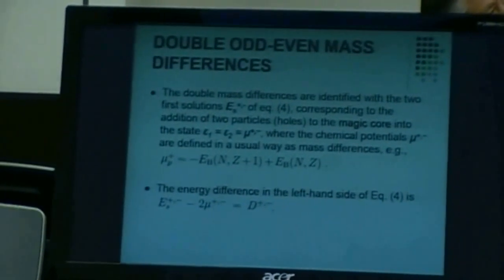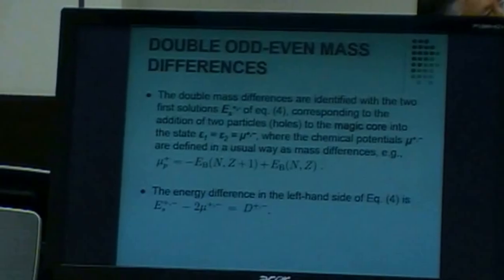So double mass differences are identified with the two first solutions, E plus-minus, of the equation for eigenfunctions. So it corresponds to the addition of two particles or two holes to the magic nucleus, into the state with chemical potential plus or minus. So here the chemical potential is defined like a difference between binding energies. So the energy difference on the left of the equation for eigenfunctions can now be rewritten like this. So it is double mass differences, on the right. If we're interested only in this solution, we may rewrite it like this, where gamma prime is the following.